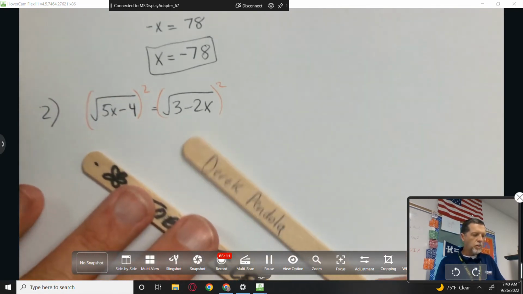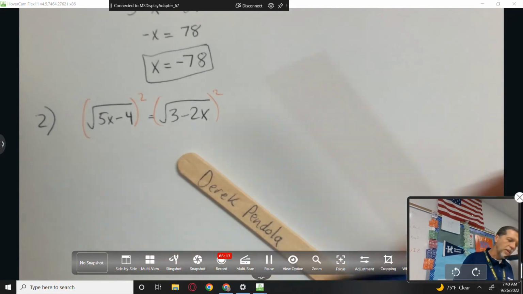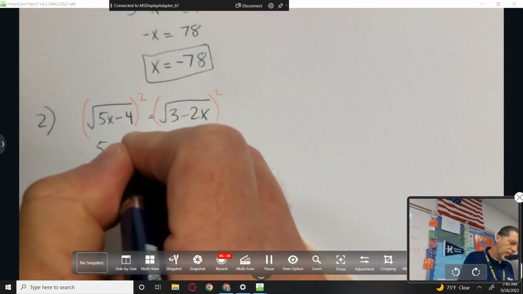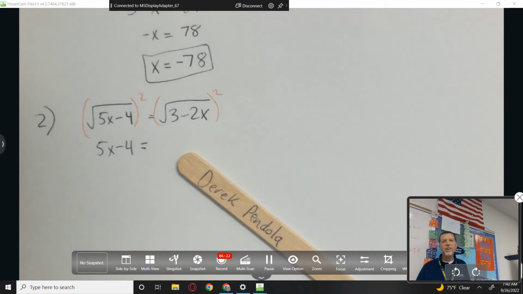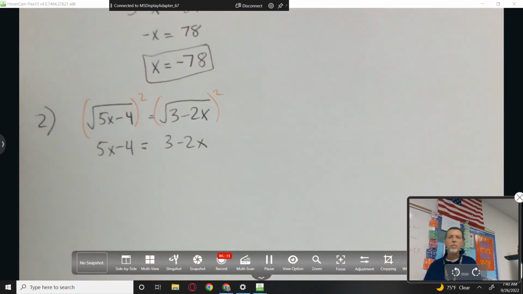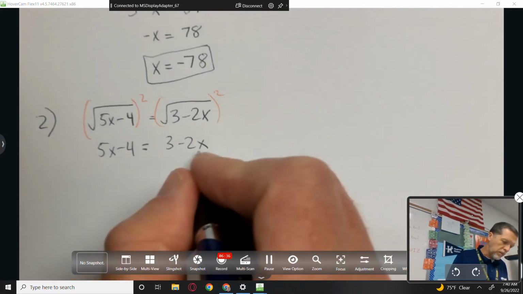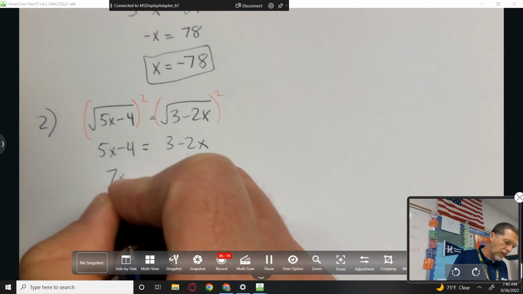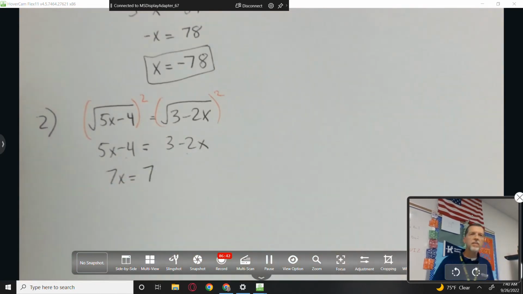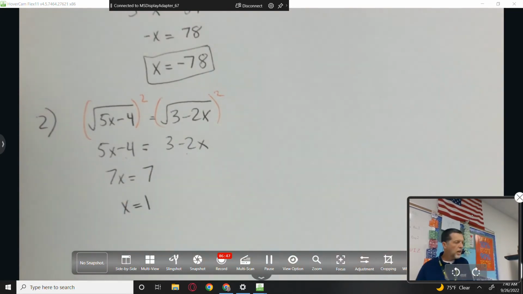So, Toby, what do we get on the left-hand side if we square the square root of 5x minus 4? 5x minus 4. Derek, how about on the right-hand side when we square the square root of 3 minus 2x? 3 minus 2x. Again, that's the point of squaring both sides, to get rid of the square roots. Plus 2x to both sides, plus 4 to both sides. X equals 1. But I've got to check that because I squared both sides back here.